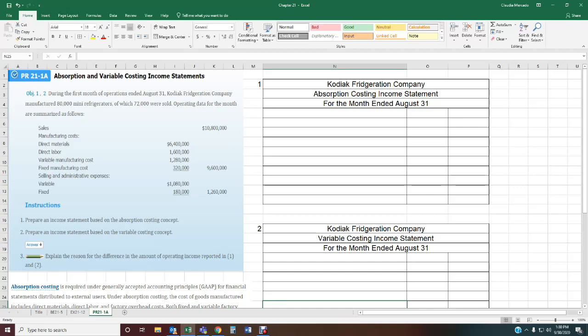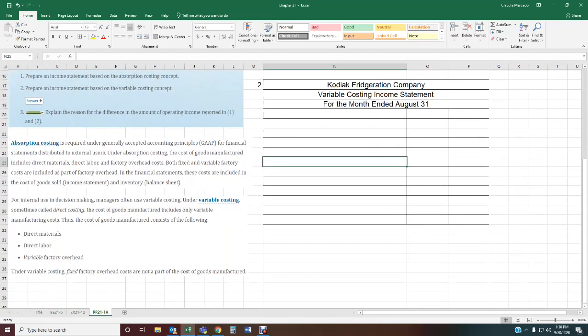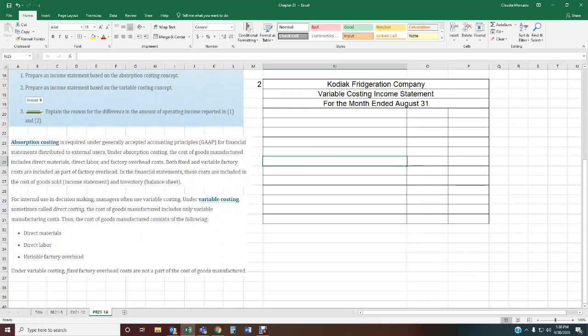Before I jump into preparing the income statements under absorption and variable costing, I just brought in some information from your textbook that explains these two items briefly. When we're dealing with absorption costing, it basically is required under generally accepted accounting principles for financial statements distributed to external users.